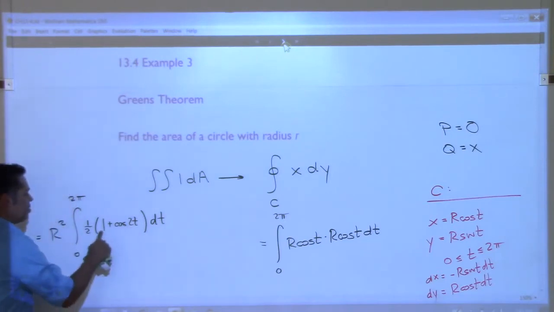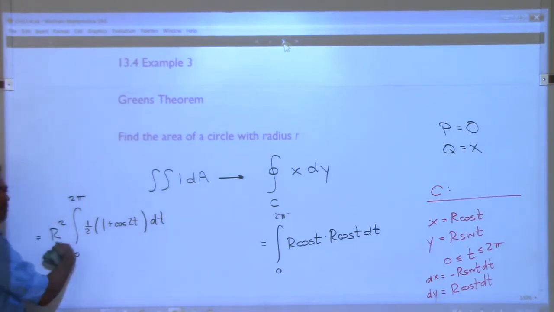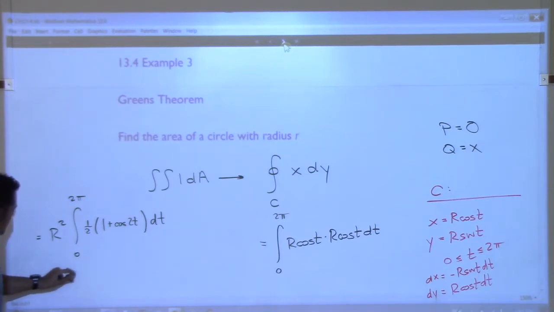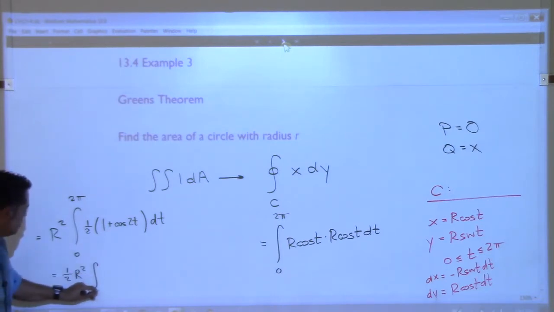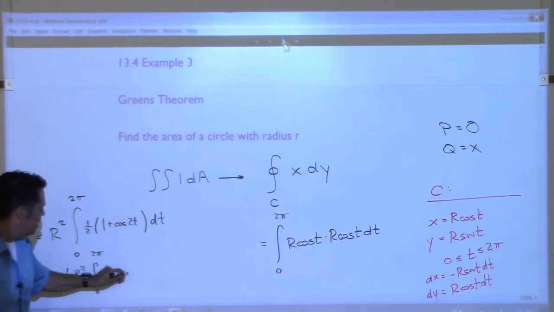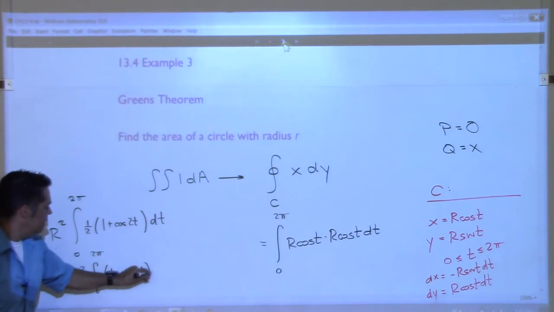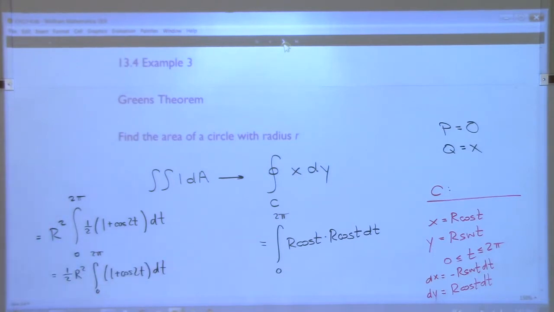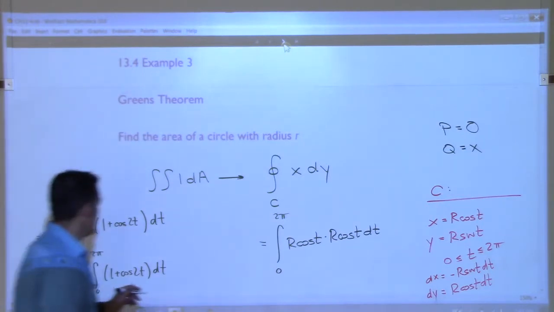So sometimes we write the 1/2 here and here. I'm going to just put it here and pull it out. So we have 1/2 capital R squared, integral 0 to 2 pi of 1 plus cosine of 2t dt. And now we should be able to integrate those individually. I would argue that with polar coordinates we would have been done already, okay? But this is just showing you how the theorem can be used, all right?